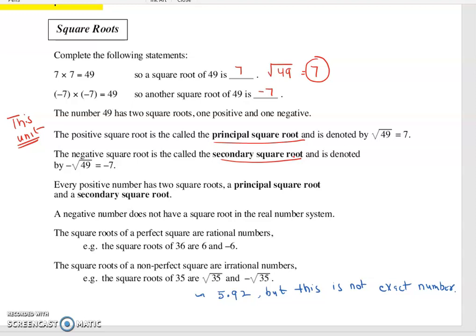So if you see, what is the square root of 64, you will simply say 8, even though -8 is a mathematically correct answer.